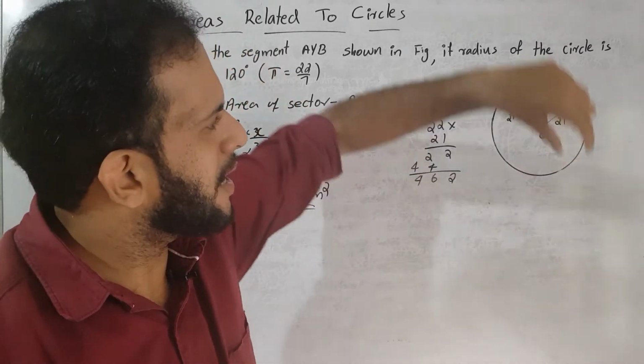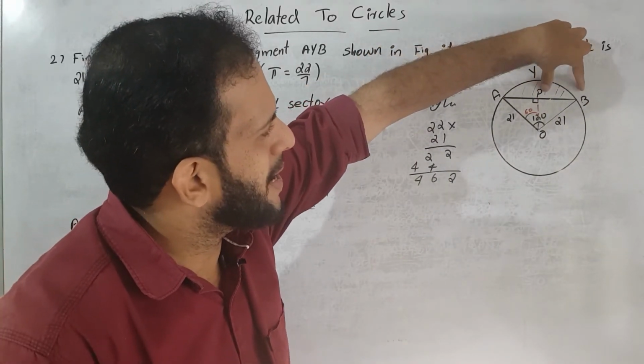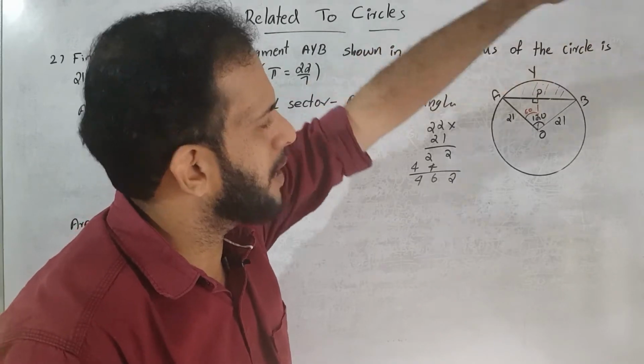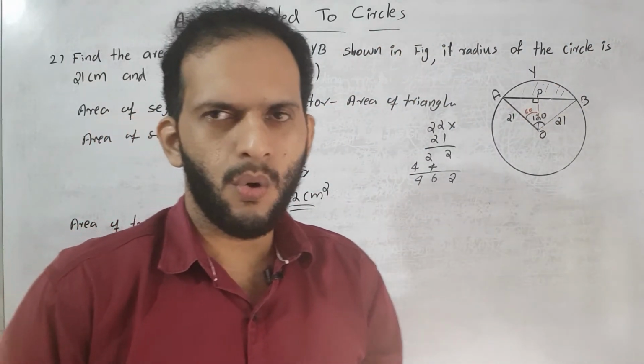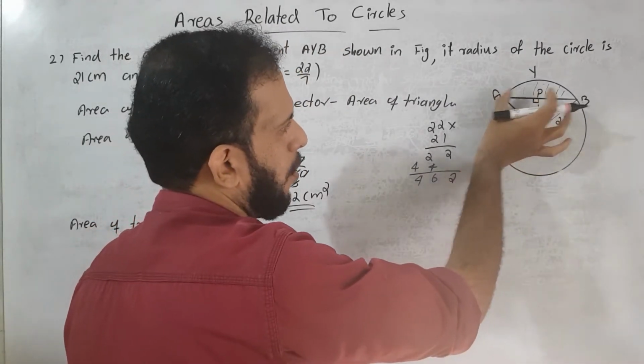And we get one more idea. AP is the half of AB. Not only AP, AP and BP are half of AB. So for finding AB, it's enough to get the value of AP or BP.